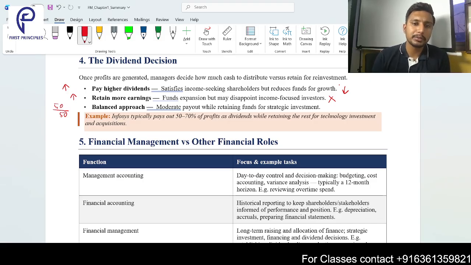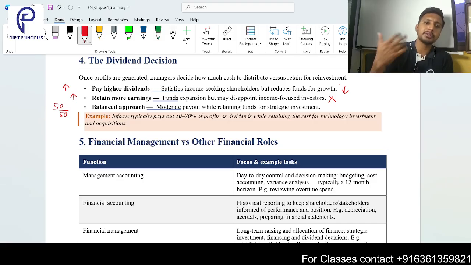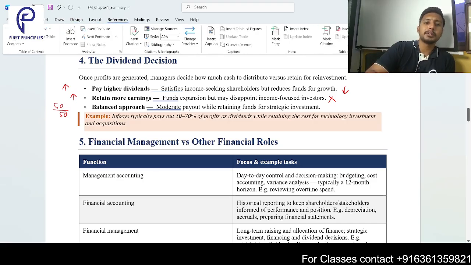Retaining more earnings funds expansion, but income-focused investors may be disappointed. And then there is moderate payout, where there can be some moderate payouts while retaining funds for strategic investments. It satisfies income-seeking shareholders and funds expansion. It is a balanced approach. Retain basically means you try to save more money because you want to invest in opportunities. Higher dividends mean you can satisfy the income-seeking shareholders.